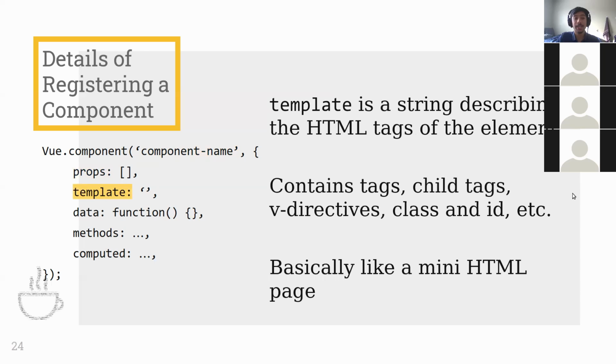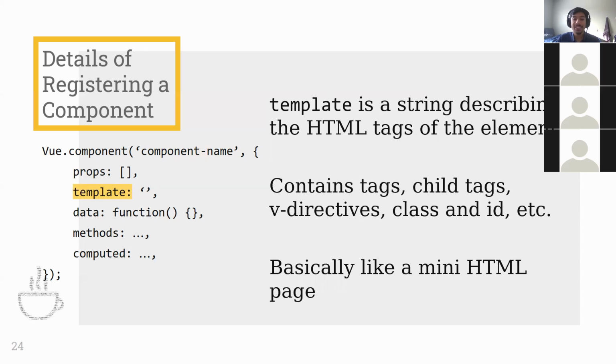Next is template. Template is required. It's one of the few required components for a component. It is going to be a string that describes the HTML tags of the element. So literally, what will happen is when you type a component out in your HTML file, Vue will just literally replace that component name with whatever you type in the template. So it's kind of like a Control-C, Control-V kind of thing.